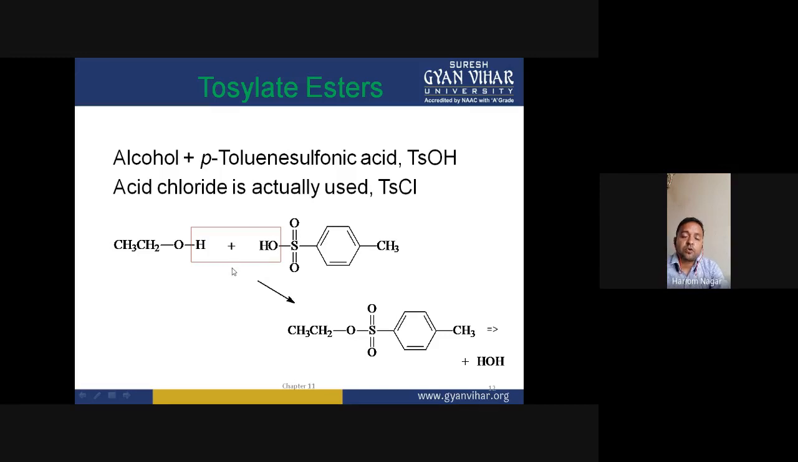This esterification reaction is also called a condensation reaction, because in a condensation reaction there is removal of water, or it may also be some other small molecule like HCl or HF. A reaction where water or a small molecule is removed is called a condensation reaction.